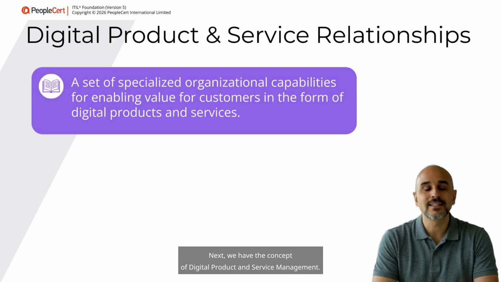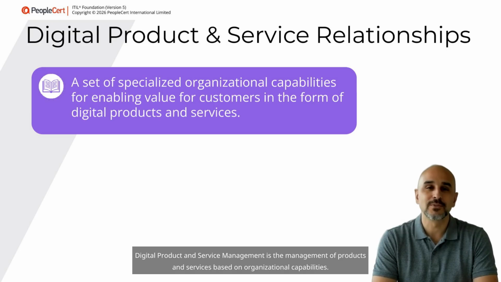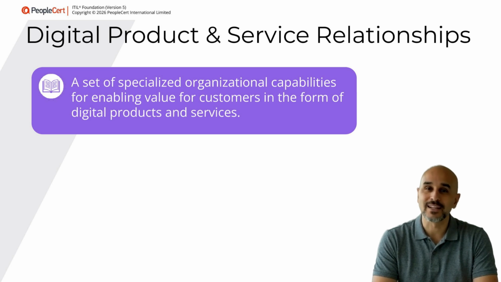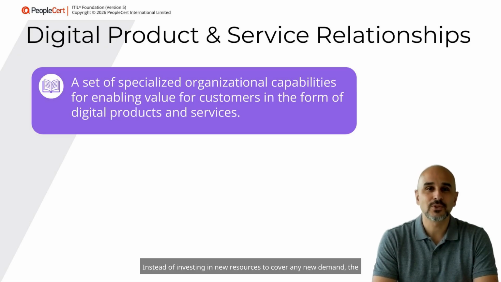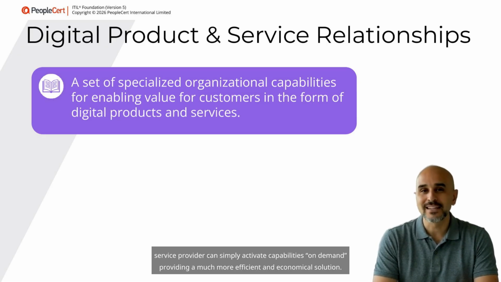Next, we have the concept of digital product and service management. Digital product and service management is the management of products and services based on organizational capabilities. The key phrase here is organizational capability. Organizational capability is defined as a potential resource that can be used to provide products and services that have not been activated. Instead of investing in new resources to cover any new demand, the service provider can simply activate capabilities on demand, providing a much more efficient and economical solution.